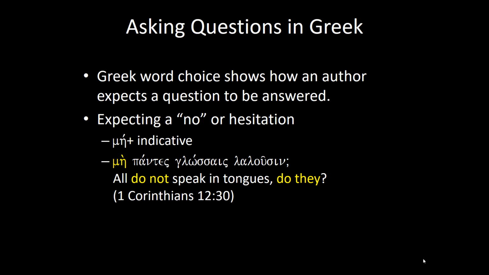So Greek can tell you when the answer is expected to be yes. It can also tell you when the answer is expected to be no. And then it can also ask a question where it doesn't give that signal, either the yes signal or the no signal. That would be a question without one of these two words.